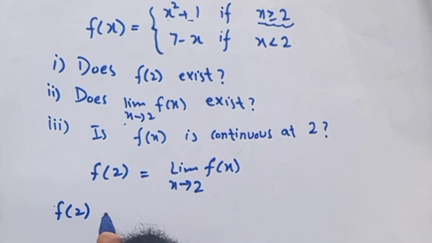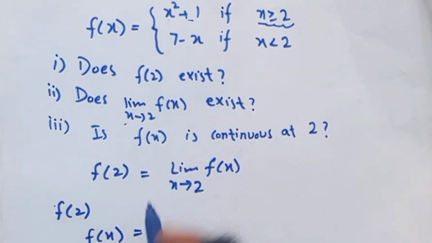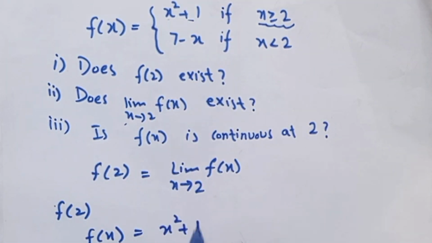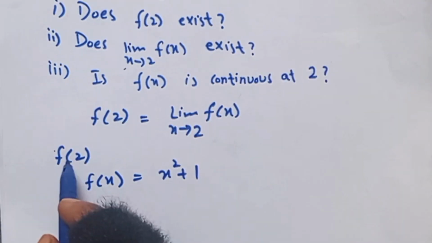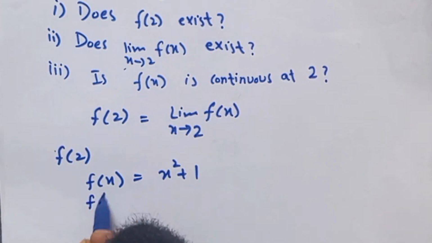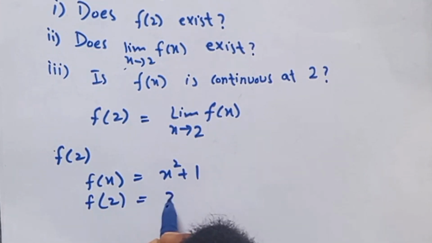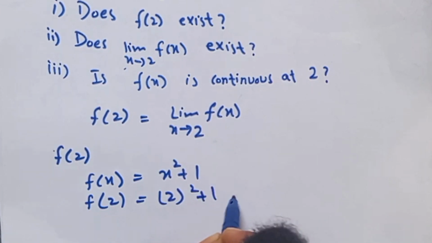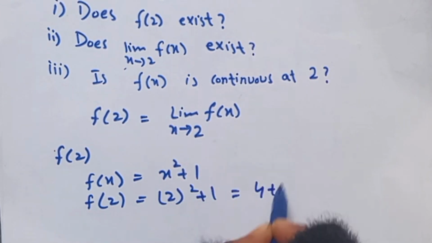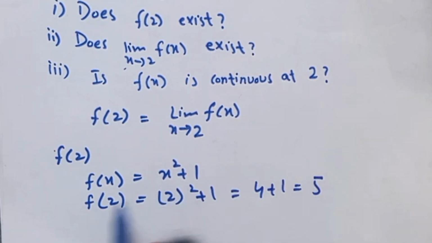So f of x is equal to, we select x square plus 1. Now in the next step we replace x by 2. So f of 2 is equal to 2 square plus 1, and 2 square is 4, plus 1, is equal to 5. So f of 2 is equal to 5.